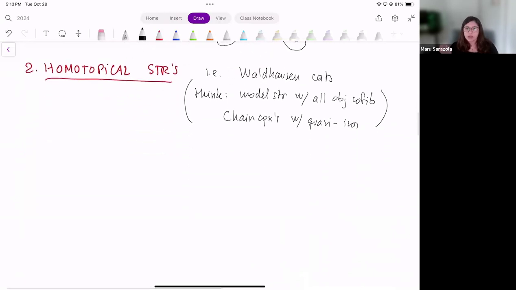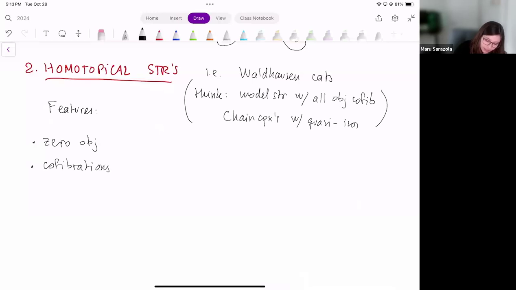Okay, so now we are not necessarily in an algebraic world, but we do have something that looks like it. So what are the features for these kinds of inputs? Well, they also have a zero object. We have that both in chain complexes and in any general model structure. And now we have a class of cofibrations that are going to act like the monos did before. And these cofibrations, so before the monos gave rise to short exact sequences, now the cofibrations are going to give rise to what we call cofiber sequences.